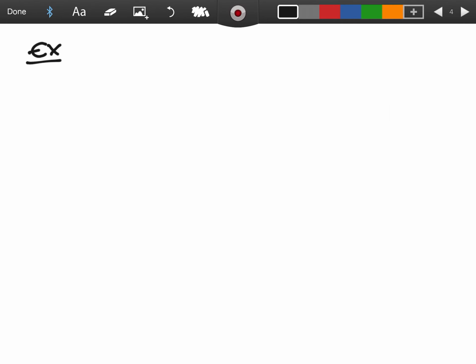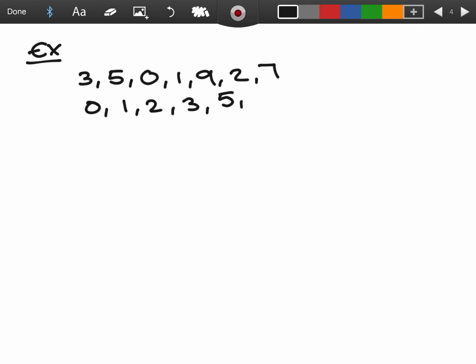So let's say I've got the data points 3, 5, 0, 1, 9, 2, and 7. Now, whenever I do this, I need to make sure that my data is in order before I look at any percentiles. So, putting those in order: 0, 1, 2, 3, 5, 7, 9. So I've put my data in order. Now let's say I want to find the 50th percentile.